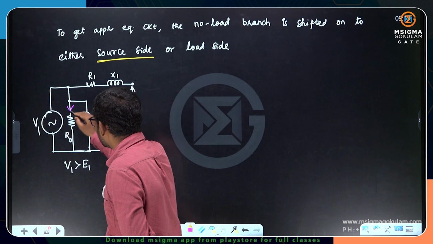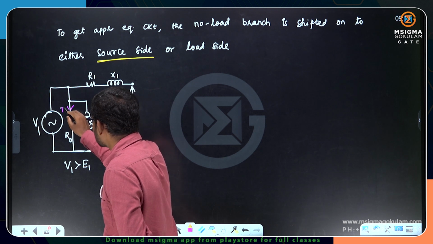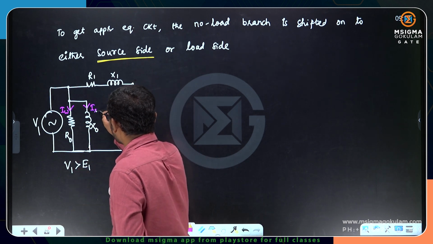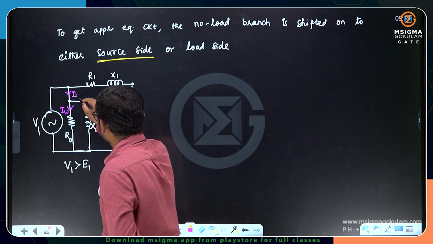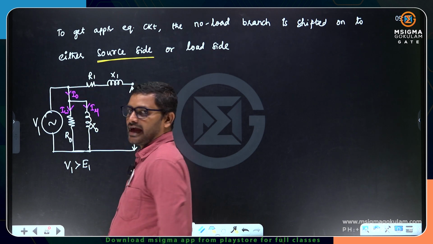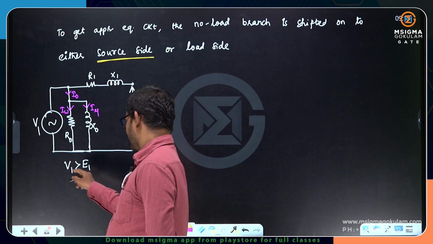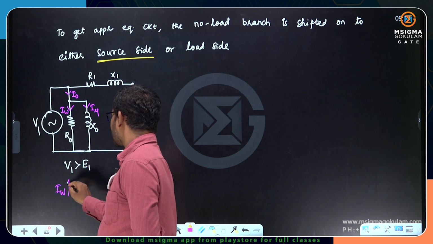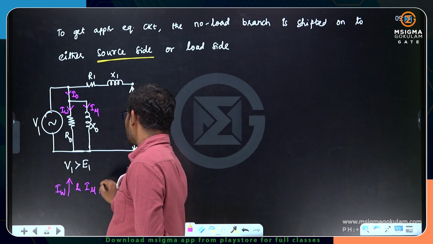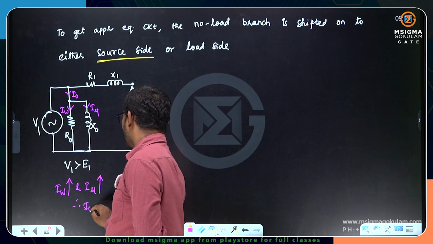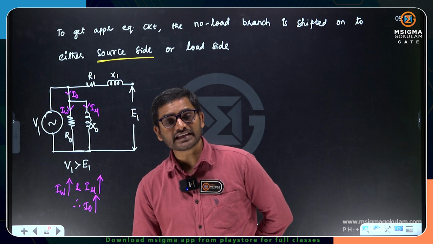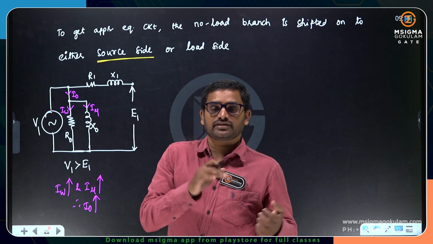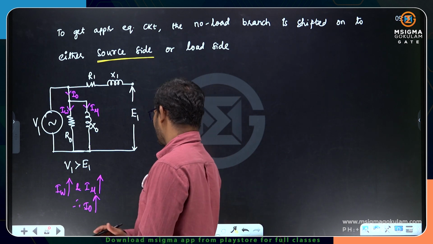If the no load branch is operating at a higher value than before, what can I say now? The current flowing through the R0 component, that is the working component of current, is higher than the previous value. The magnetizing component of current is higher than the previous value. Therefore, the no load component of current is higher than the previous value. As V1 is greater than E1, IW increases and I mu increases, therefore I naught also increases. Therefore, if IW increases, I can say iron losses can be more than the actual value.